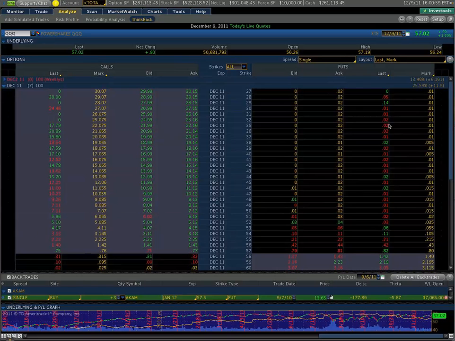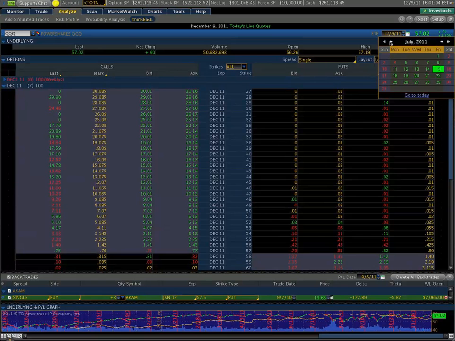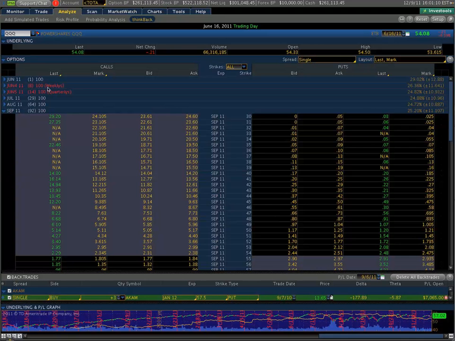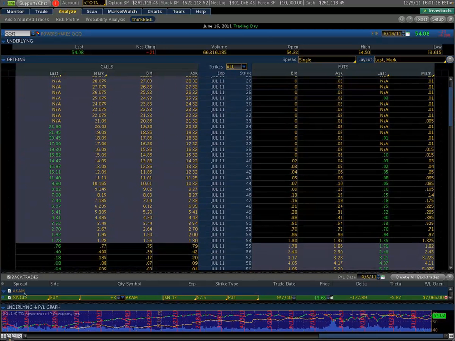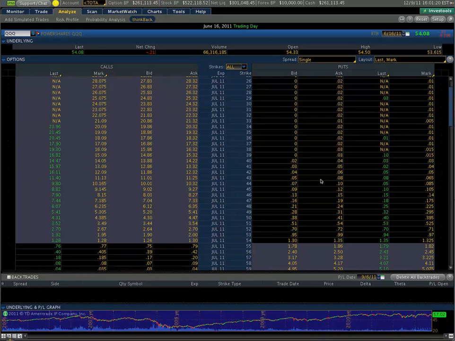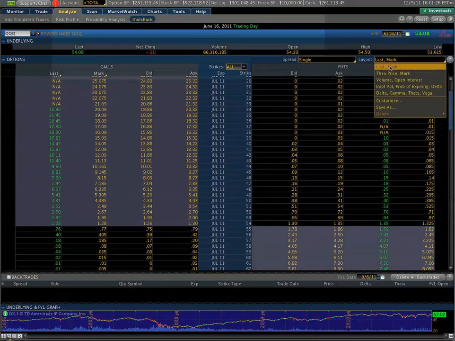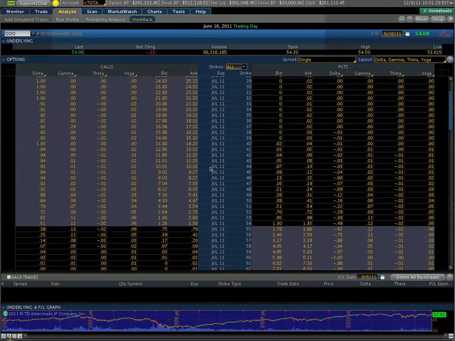We're going to go back in time to June 16th. And at that time, at June 16th, there was only 1 day left on the June option. So let's go over to the July option. And let's say that we go ahead and we purchase, let's see, what we want to do is take a look at delta, because I like to buy delta. And with a strike price, a close at 54.08 on June 16th.